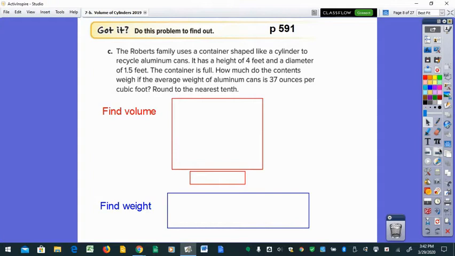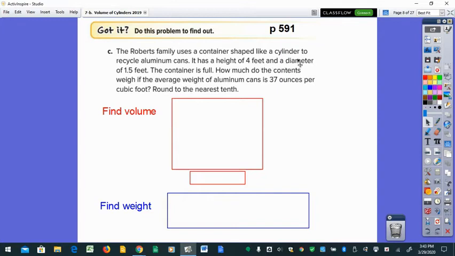So let's just try one of those together. The Roberts family uses a container shaped like a cylinder to recycle aluminum cans. It has a height of 4 feet and a diameter of 1.5 feet. The container is full. How much do the contents weigh if the average weight of aluminum cans is 37 ounces per cubic foot? Round to the nearest tenth. I'm not going to worry about this piece right now. It's a 2-part problem. I'm going to start by finding the volume.